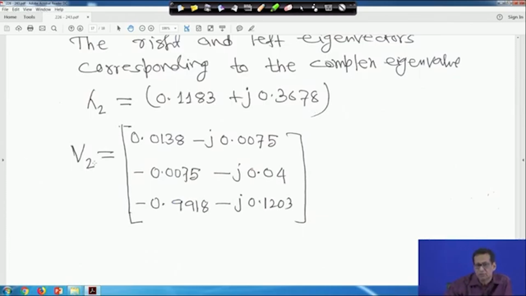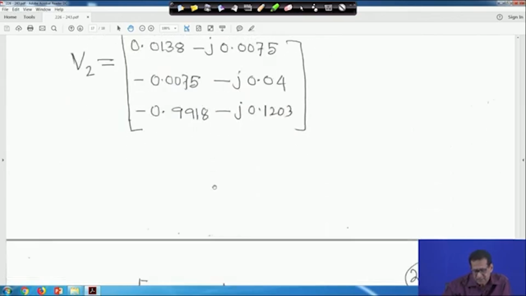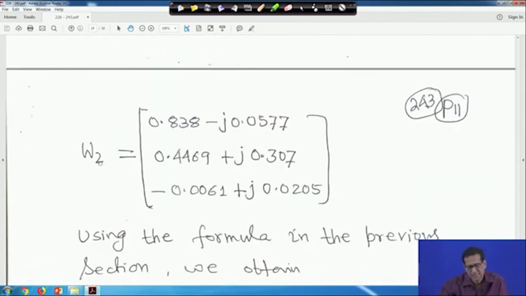This is for lambda 2: it is 0.0138 minus j 0.0075, minus 0.0075 minus j 0.04, and minus 0.9918 minus j 0.12. So, this is the right eigenvector. Similarly, the left eigenvector corresponding to the same eigenvalue lambda 2 is 0.835 minus j 0.0577, 0.4469 plus j 0.307, and minus 0.0061 plus j 0.0205. This you know how to find out.